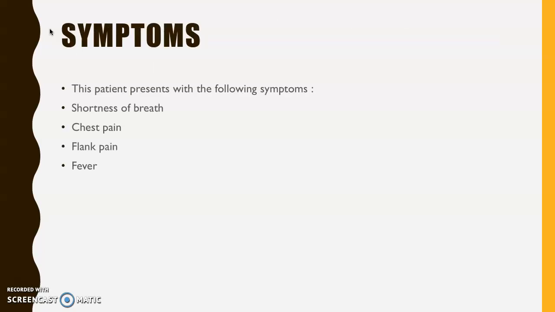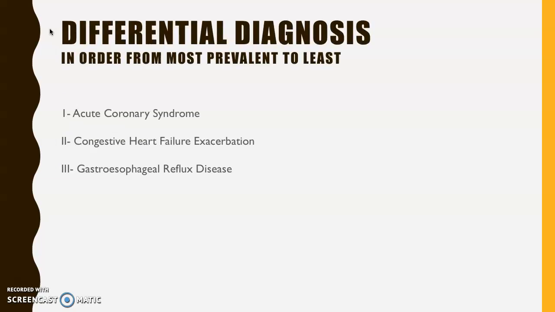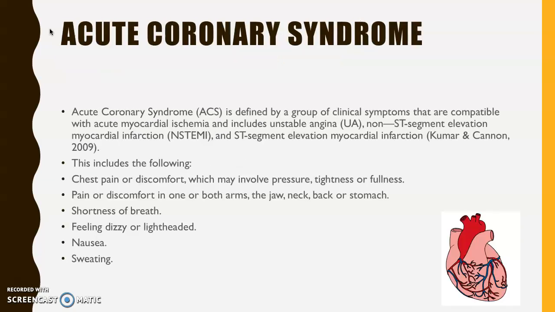This patient presents with the following symptoms: shortness of breath, chest pain, flank pain, and fever. So the differential diagnoses that I came up with are listed from most prevalent to the least, starting with acute coronary syndrome, congestive heart failure, and gastroesophageal reflux disease.